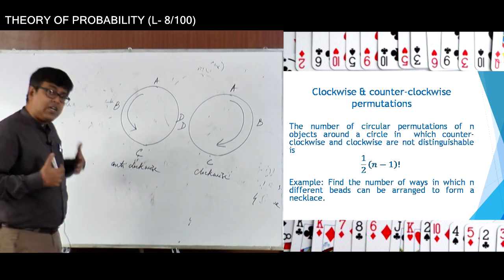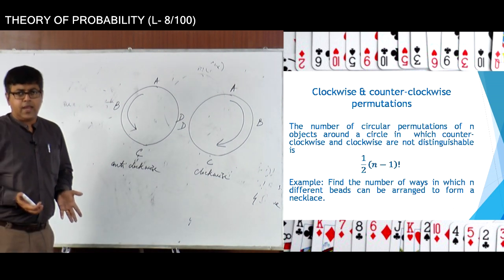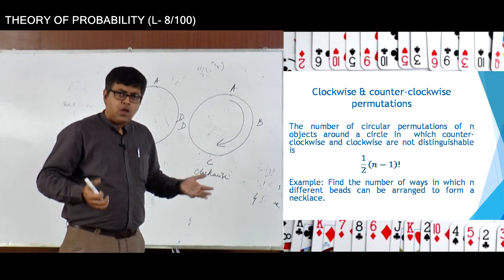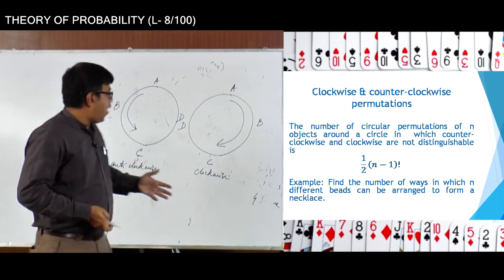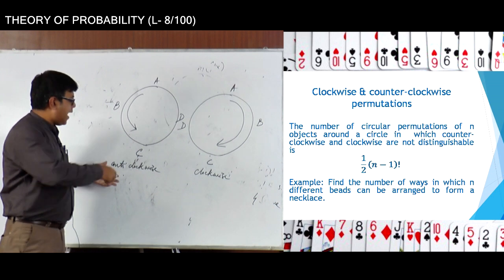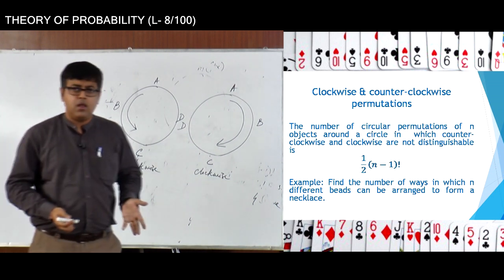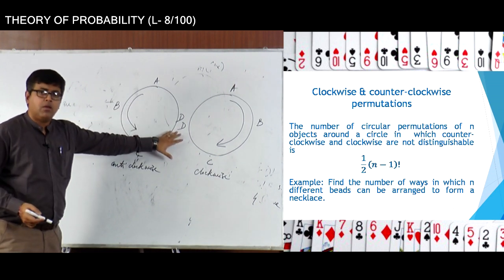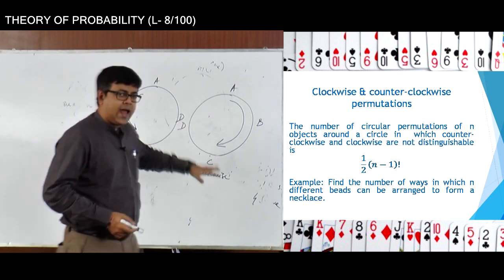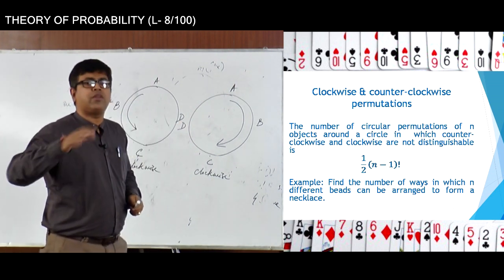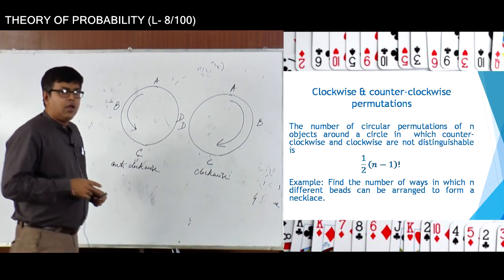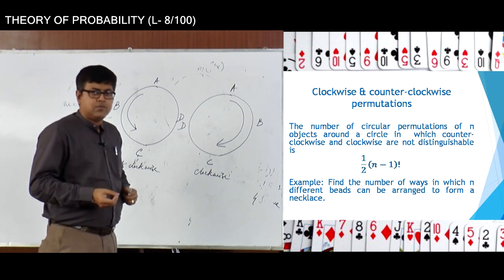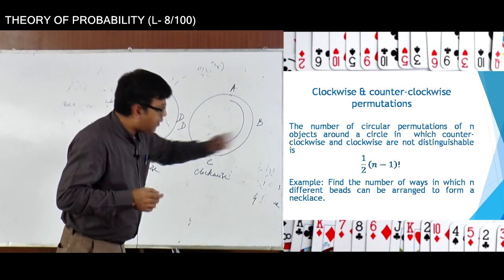But it may happen that you are asked to arrange some objects in a circular manner where you are not able to distinguish between the anti-clockwise and the clockwise arrangement. Then in that case these 2 become the same. If these 2 become the same, what happens? The arrangement is considered twice. To avoid that, the total number of arrangements in that particular case becomes factorial n minus 1 divided by 2.